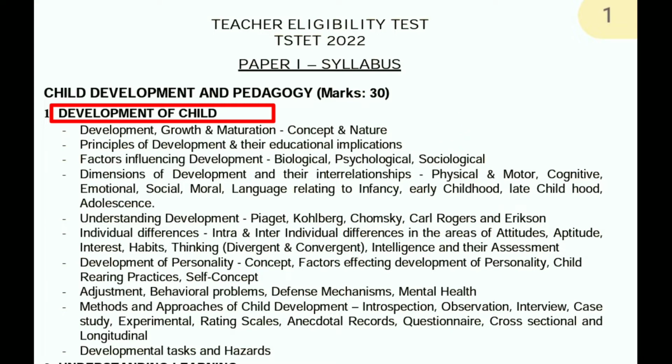It is affected by biological factors, like heredity, and by psychological and sociological factors, like your environment and your society. What are the dimensions of development? Development is not a short term, we can say. It consists of physical development, motor development, cognitive development, social development, and all these things we need to learn. From this topic he is going to ask the questions.